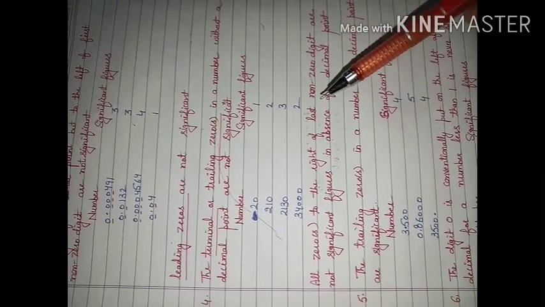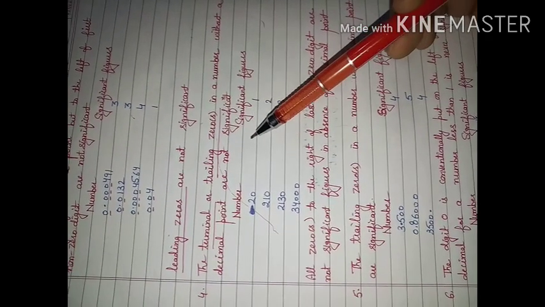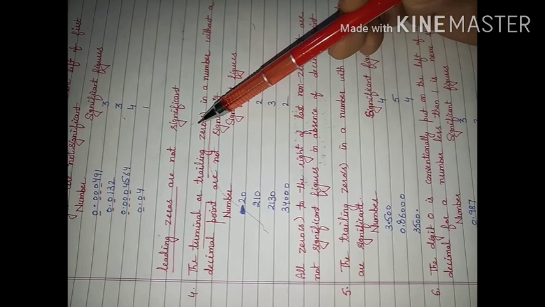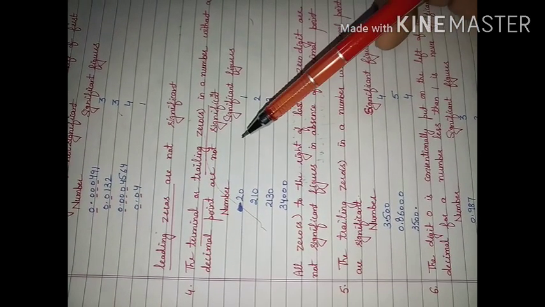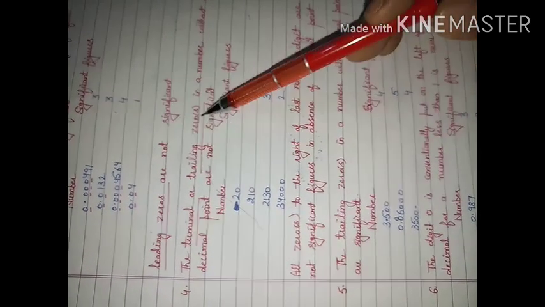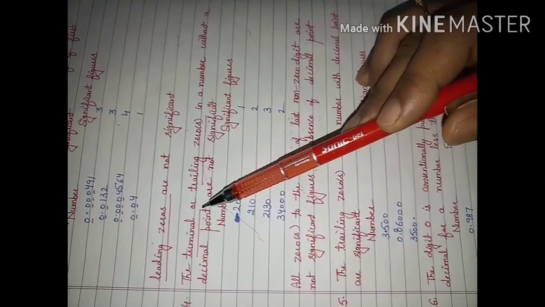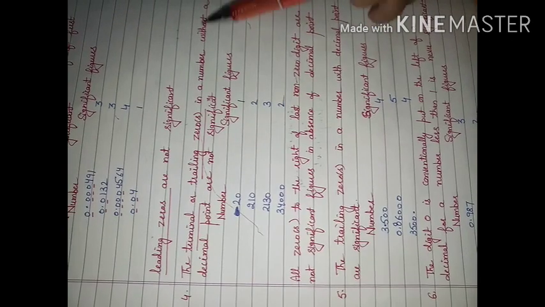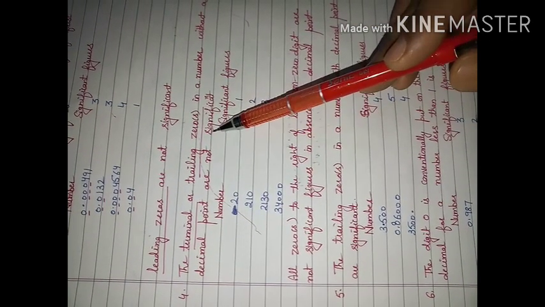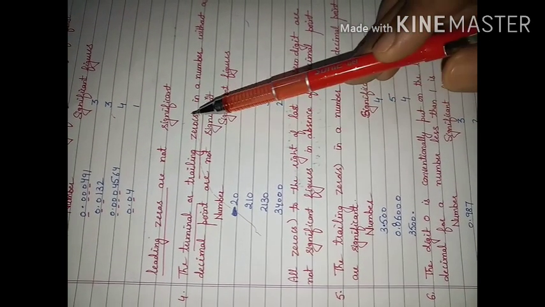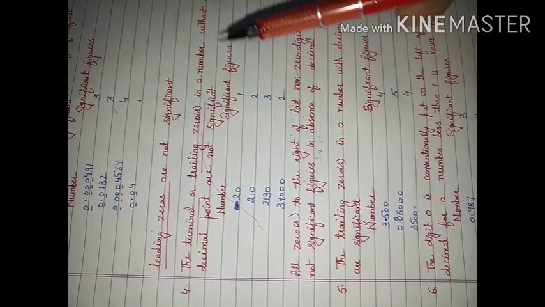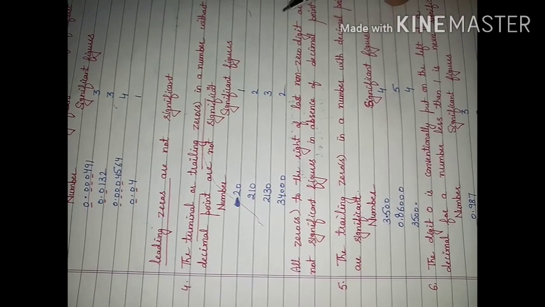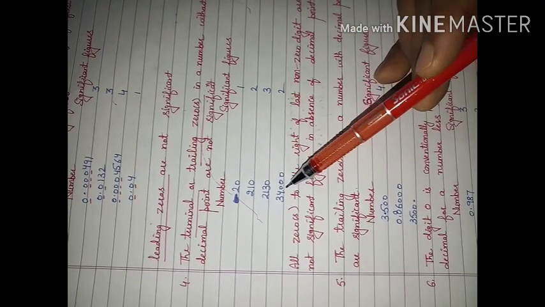Next I will talk about trailing zeros. Before this I have talked about trapped zeros, then leading zeros. Now we will consider terminal zeros or trailing zeros. Trailing zeros or terminal zeros in a number without a decimal point are not significant. Trailing means the zeros which are at the end, after the last non-zero digit that we have.